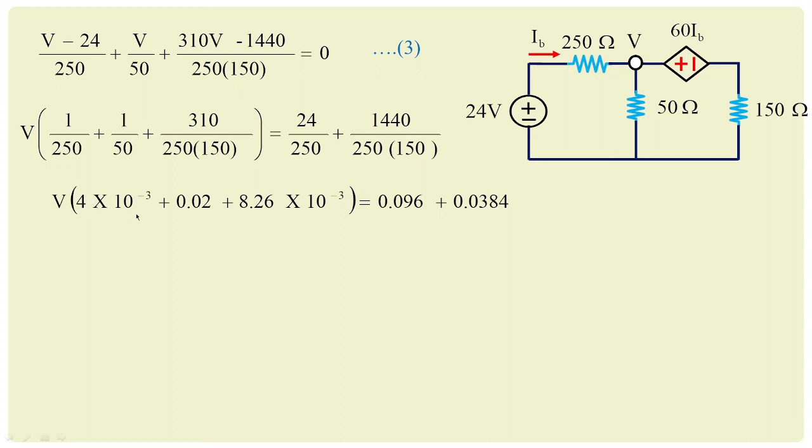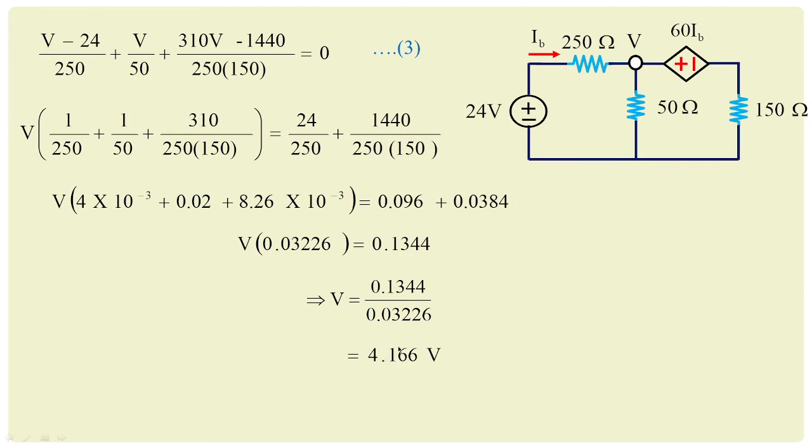1 by 250 will give you the value as 4 milli, and milli can be treated as 10 to the power of minus 3. 1 by 50 will be 0.02. 310 by 250 into 150 will give you 8.26 millivolts, so this value is 8.26 into 10 to the power of minus 3. 24 by 250 will give you 0.096, and 1440 divided by 250 times 150 will give you 0.0384. So simplifying this, I'm going to get the value of V, which is equal to 4.166 volts. Now that is the value of voltage we got.